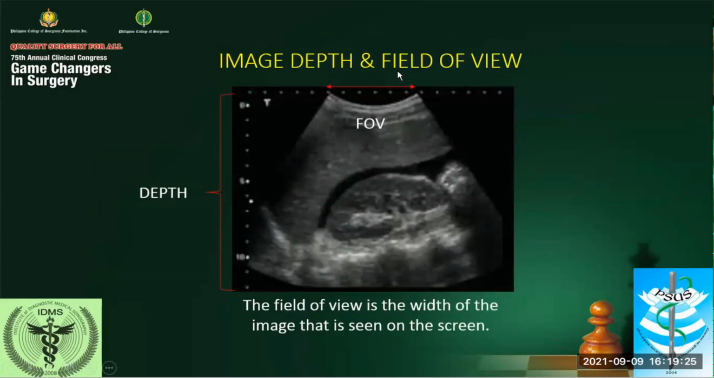Now, there is another term, field of view. Do not confuse this with the image depth. Image depth is from the surface of the skin up to a certain setting. In this example, it's blurred, but this is a 12 centimeters depth setting. The field of view is actually the width of the transducer. The actual size of the field of view does not change, but the depth setting will change depending on how you turn the knob to increase or reduce the depth.